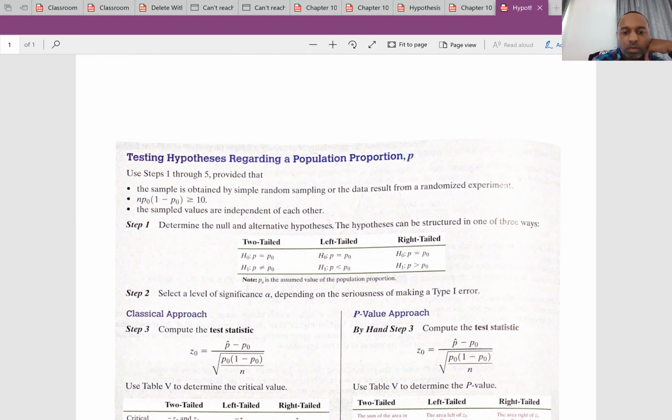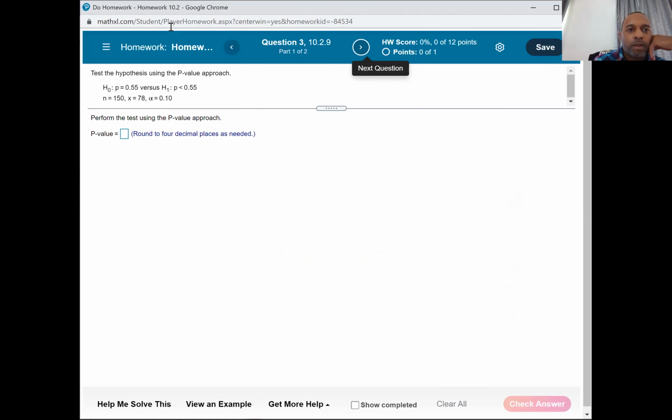All right, just to give you an idea as to how some of these problems are presented to you. This is 10.2, number 3. They could just give you everything and then ask you to perform the test using the p-value approach. You see how they give you the information: your null hypothesis and alternative hypothesis, the type of test you're dealing with, and n, x, and alpha. Then from there, perform the test using the p-value approach. So let's look at a problem like that.